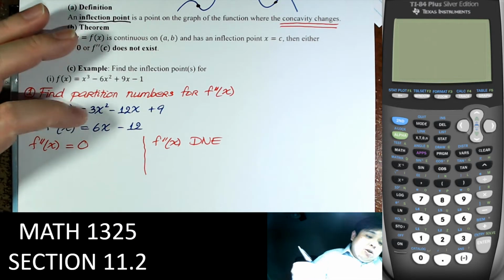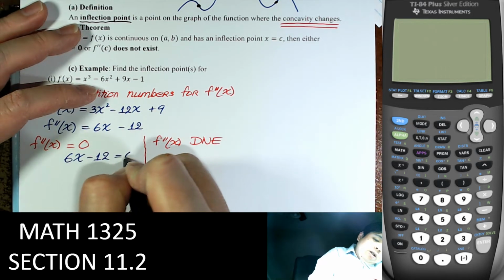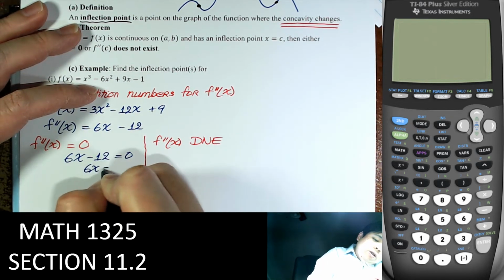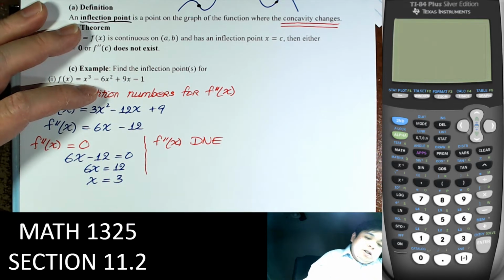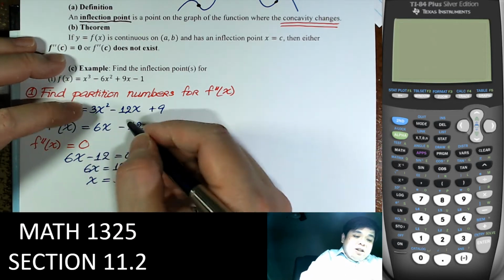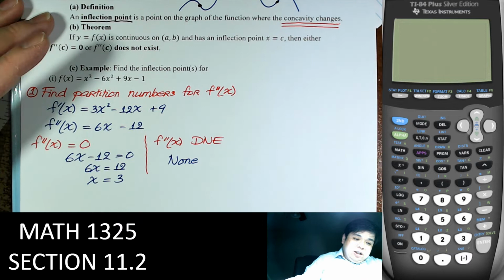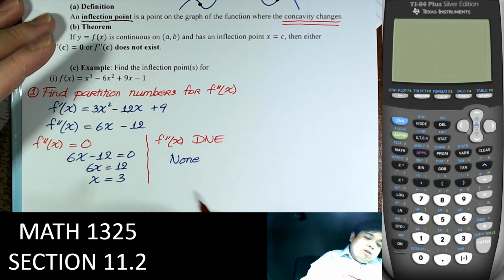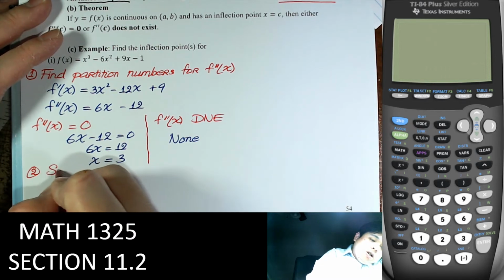Alright, so 6x minus 12 equal to 0, plus 12 and divide by 6. And then that is defined everywhere, so there's none here. So that's the first step, find the partition numbers. And the second step is the sign chart.